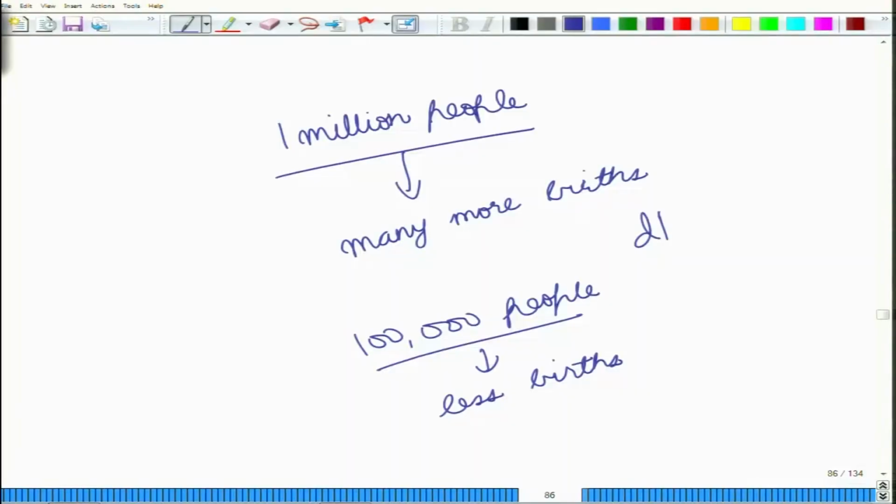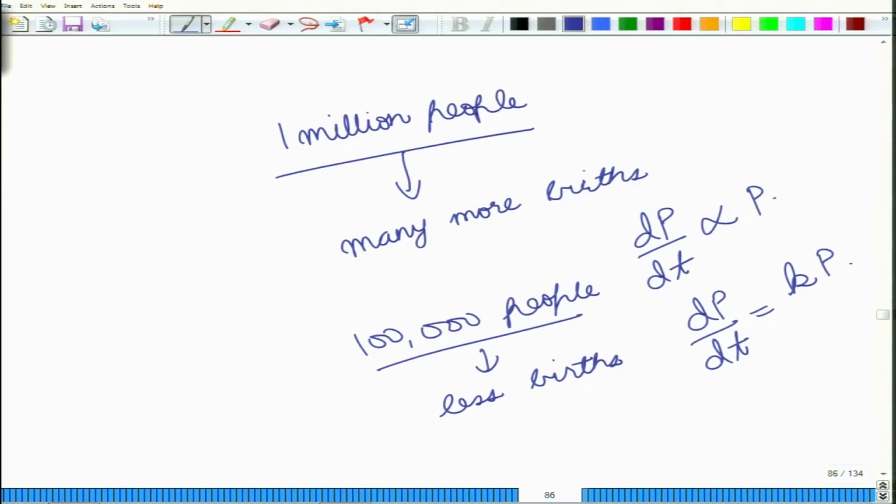Only those females that are in the reproductive age are going to produce offsprings. Now, in this case we are saying that dP/dt is proportional to the population at that particular time, or we can say that dP/dt is equal to some constant k times P.